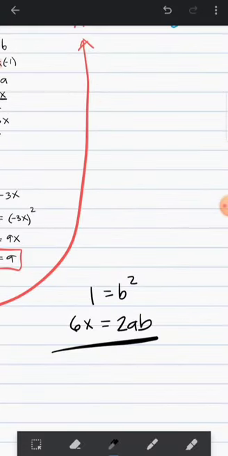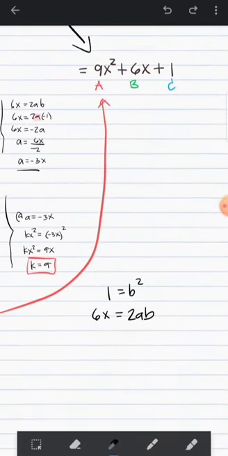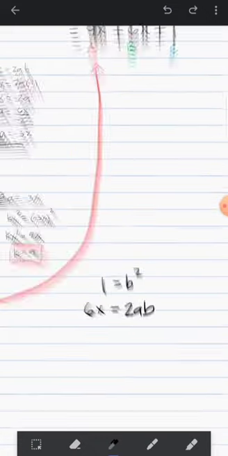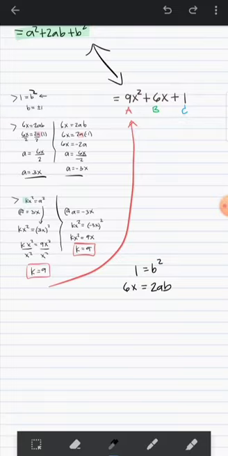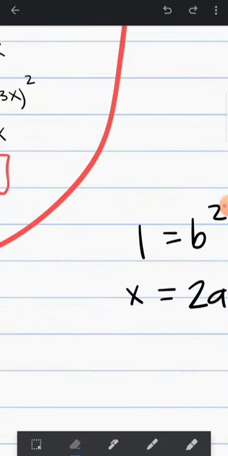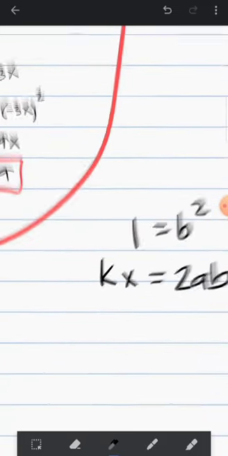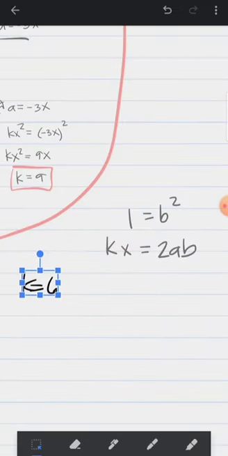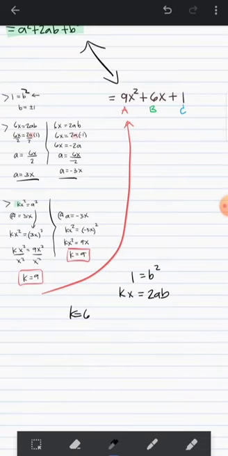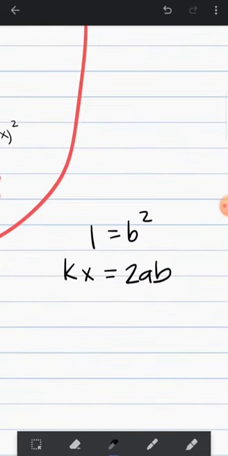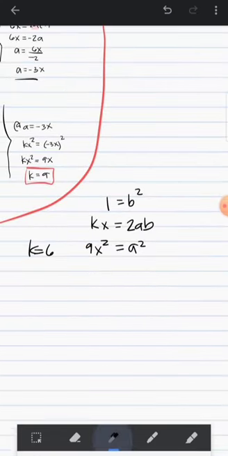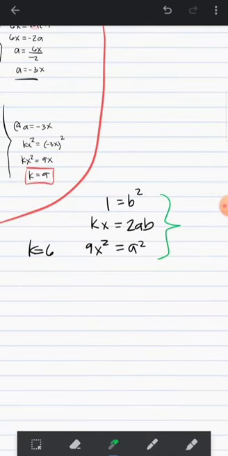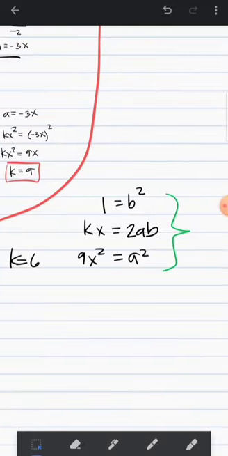So now we got this. So 1 is equal to b squared, 6x equals 2ab, and then 9x squared. So 9x squared. Suppose we don't know what 6 is. So this is k here. So k should be 6. And let's check if we get that right. And then 9x squared should be equal to a squared. So all we did was create an equation. And so this should be our final step.